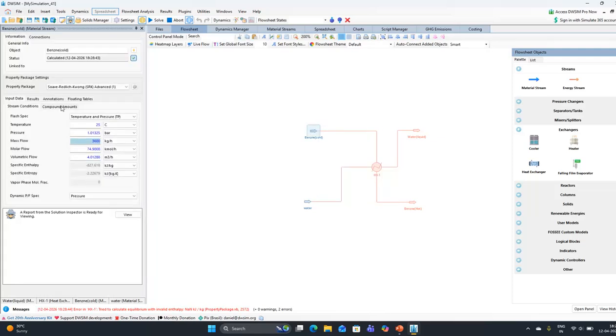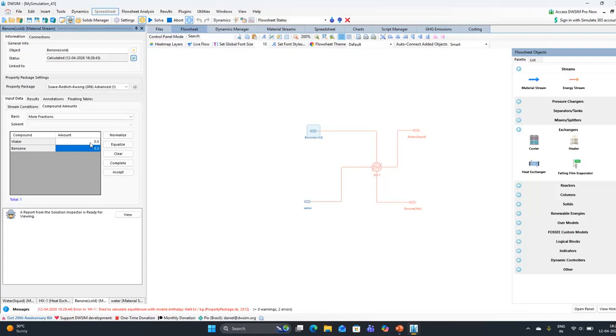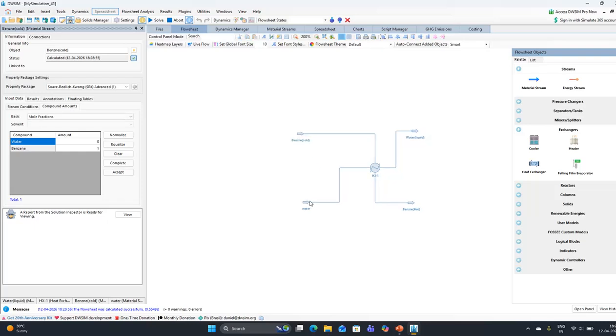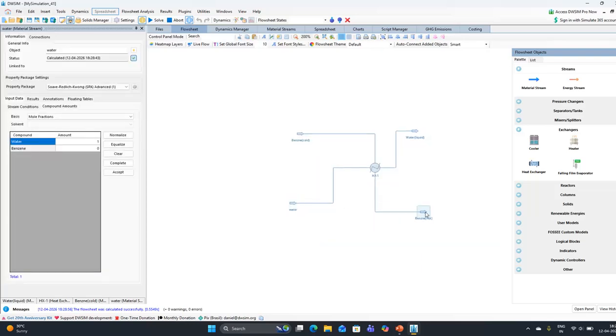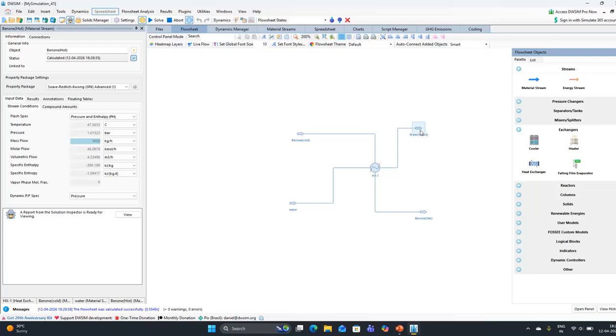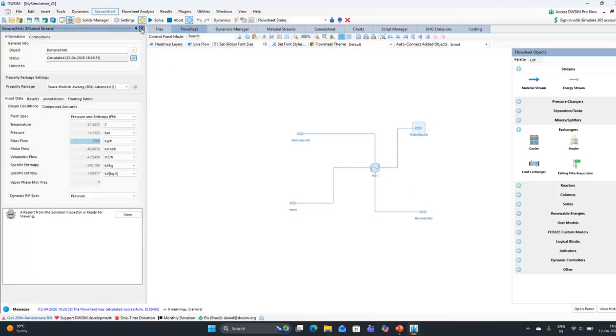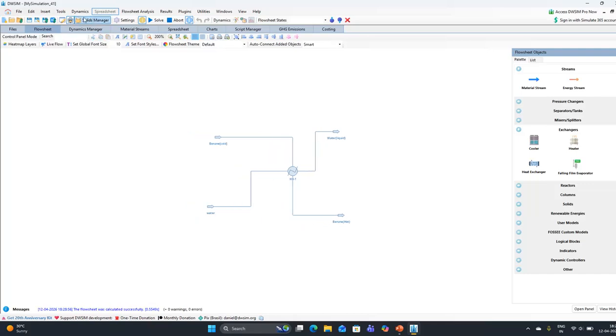Not an issue. Let's check all the things once. Yes, so I need to make water 0. I will accept it. Now you see this is the problem, because I mixed benzene and water together and the property package was not able to calculate them. So I use SRK Advanced because Advanced has more corrections done to it. Initially I chose SRK only.